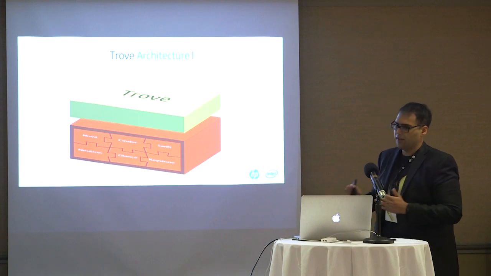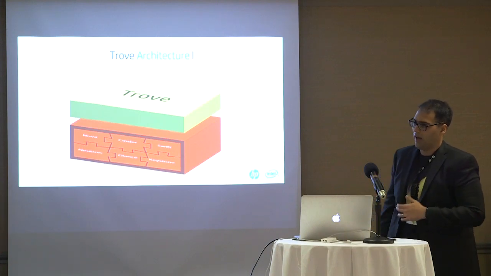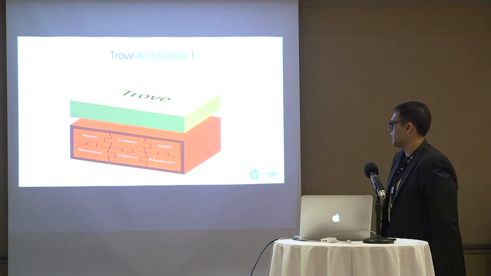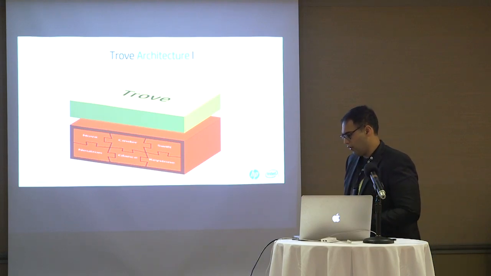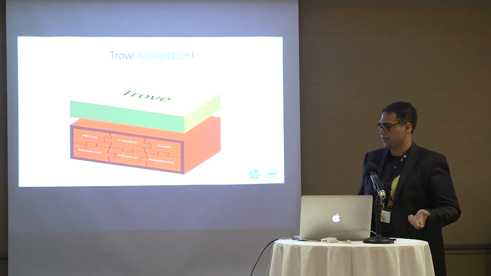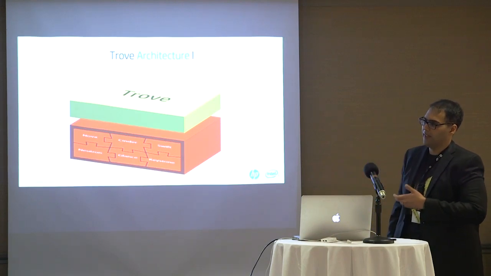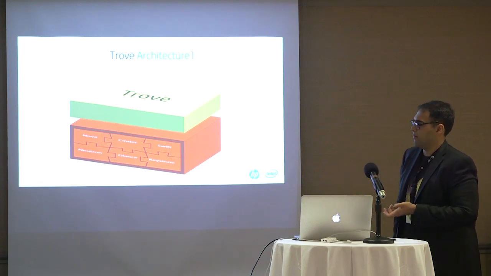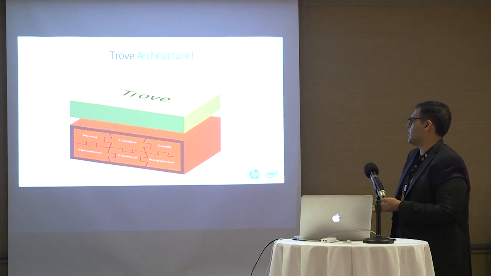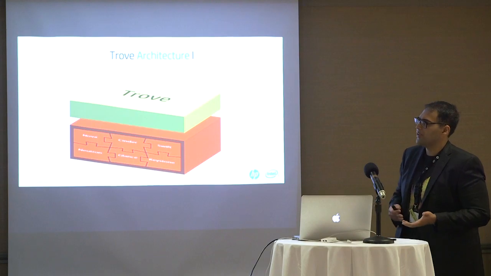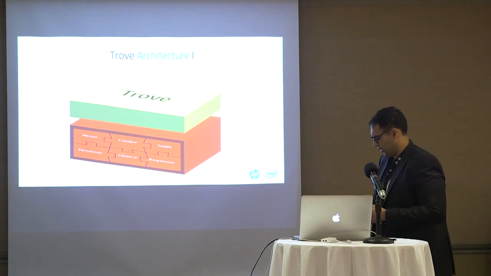Now I'm going to take a little bit of time and dive into how Trove is actually architected and how it works with the other OpenStack services. Trove makes heavy use of the other infrastructure OpenStack services. If you think of Trove, it really is a layer that sits on top of some of the other base services like Nova, Cinder, Swift, Neutron. So how does Trove use each of these other services?